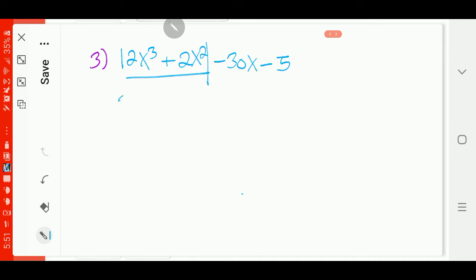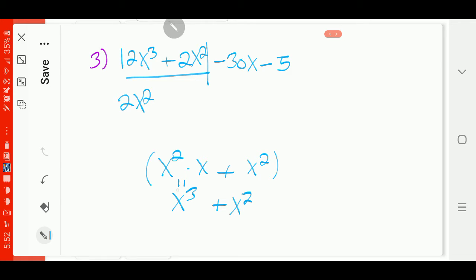So now, here's what we're going to do. We're going to factor out a 2, because that's the greatest constant that goes into 12 and 2. And again, like before, we have the x squared, because we have an x squared here and an x squared times x there, which is x cubed, right? So we have essentially x squared times x plus x squared. That leads us to get this. So these two equals signs are equivalent. Okay, so now we have our 2x squared out.